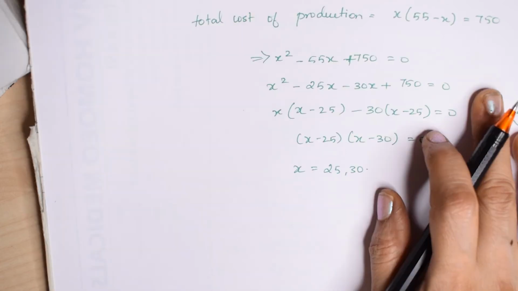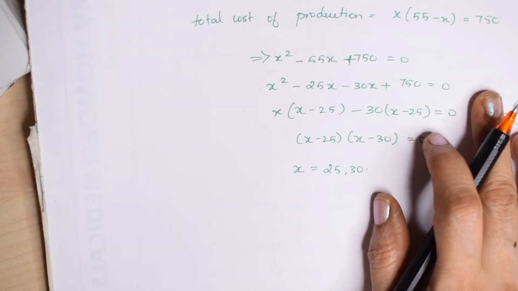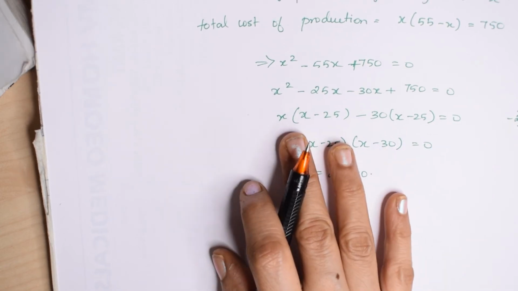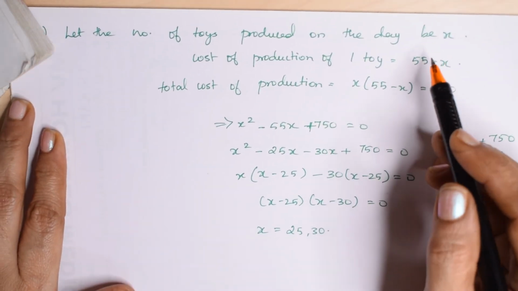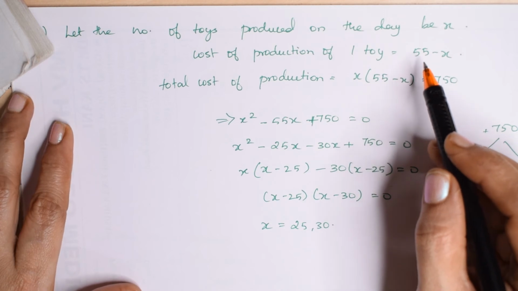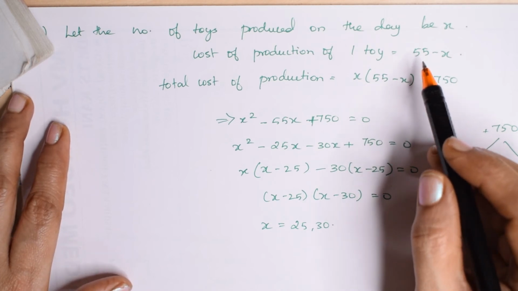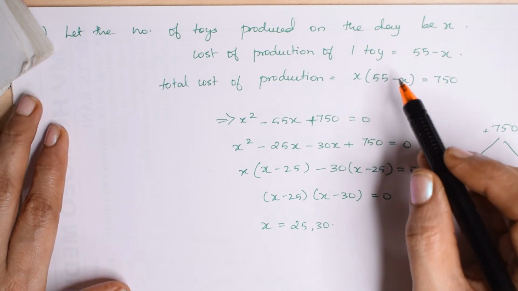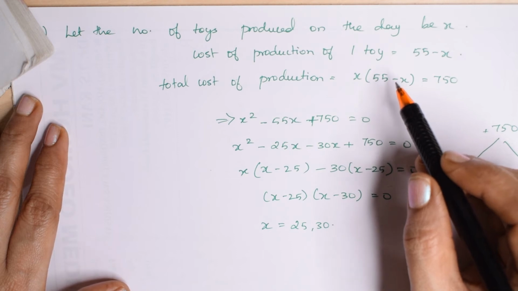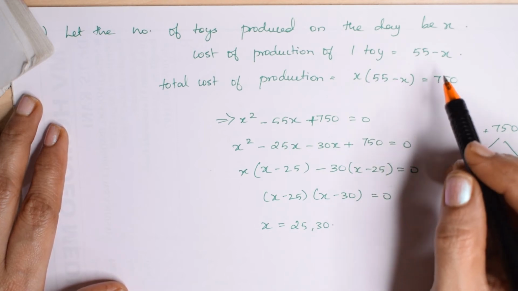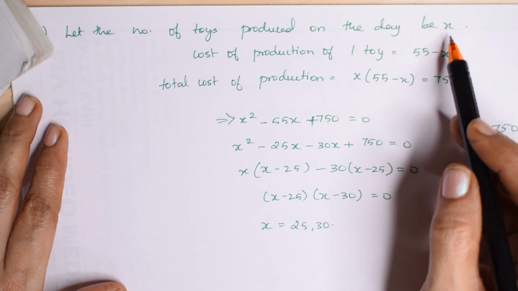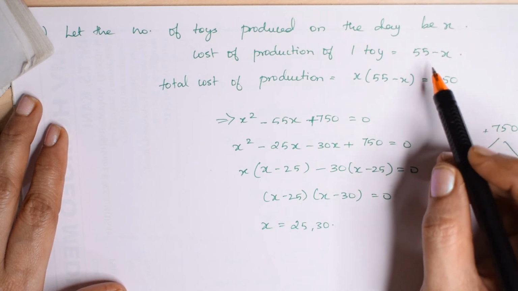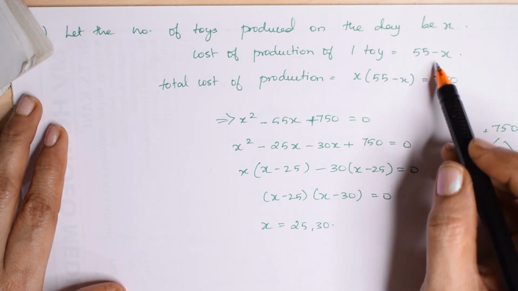Okay. Then the second sum, the cottage industry produces a certain number of toys in a day. We don't know how many toys, so we are considering it to be x. Let the number of toys produced in the day be x. The cost of making one toy in rupees was found to be 55 minus the number of toys produced in the day. So 55 minus x, we don't know what's the cost. So we have the number of toys to be x. Cost of production of one toy is 55 minus x.